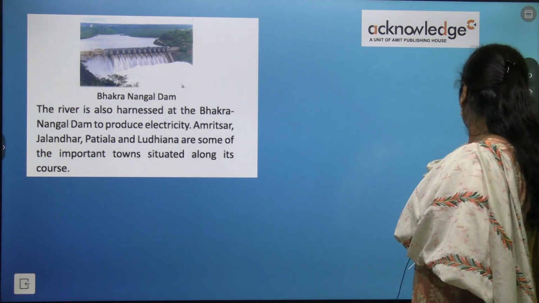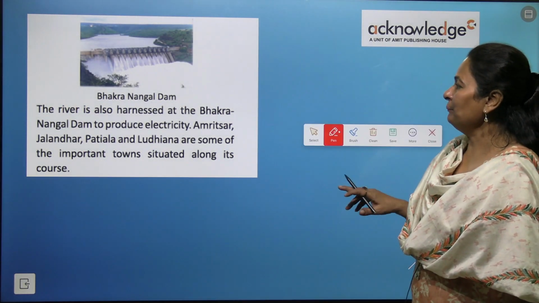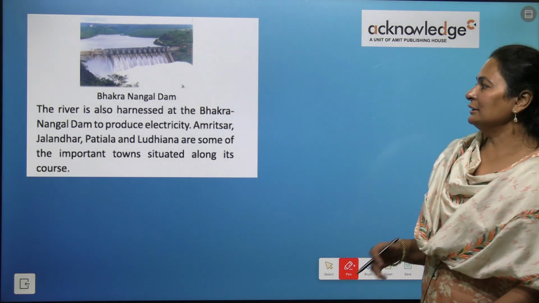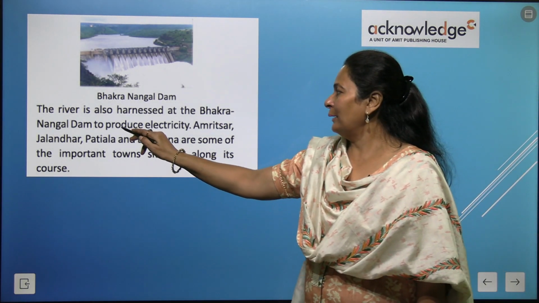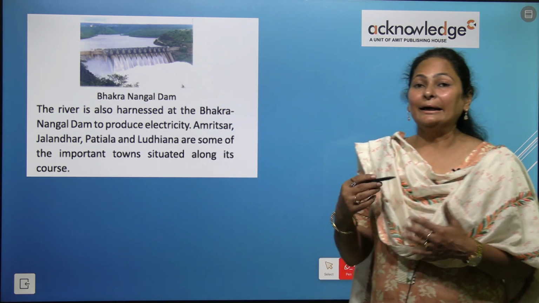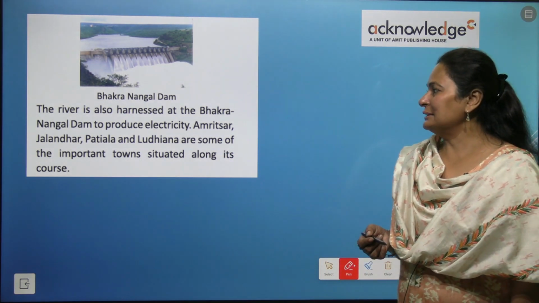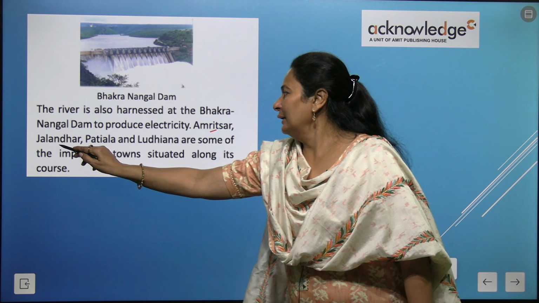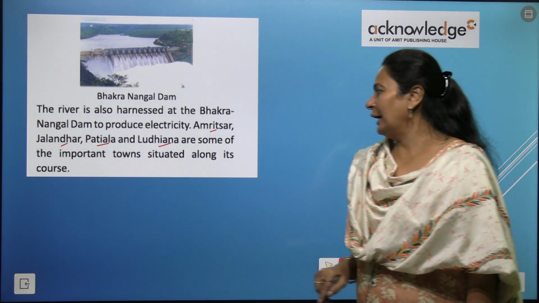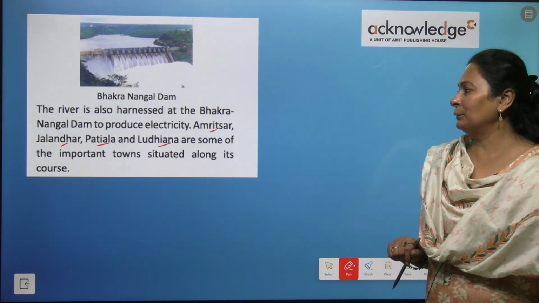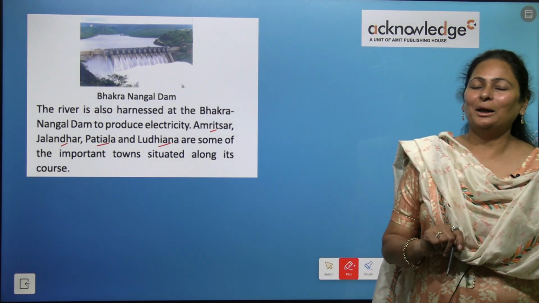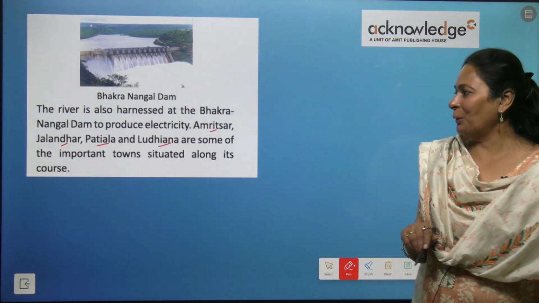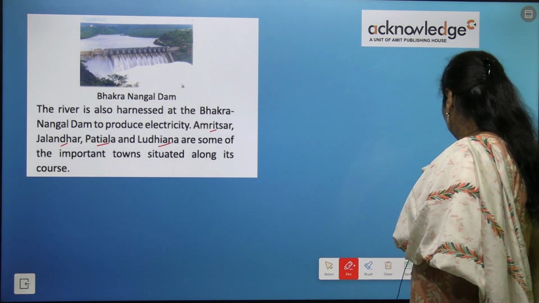Now, this is the picture of Bhakra Nagar Dam. The river is also harnessed at the Bhakra Nagar Dam to produce electricity. Amritsar, Jalandhar, Patiala and Ludhiana are some of the important towns situated along its course, right?